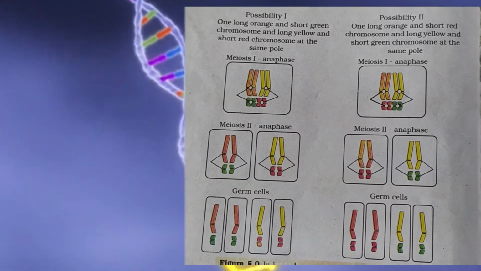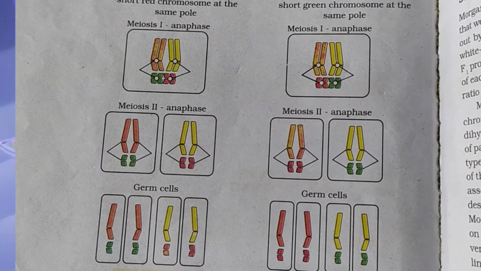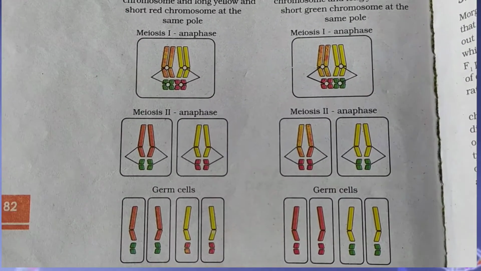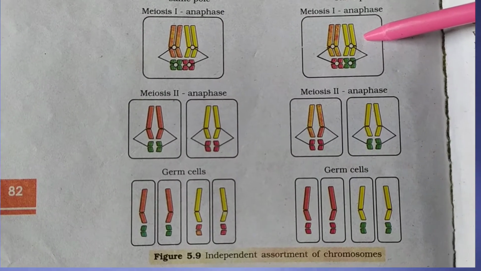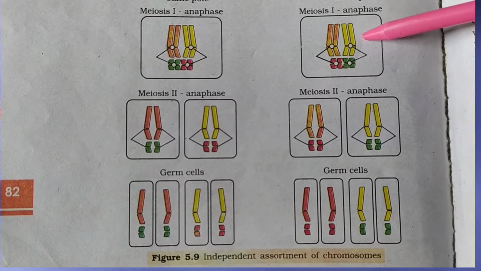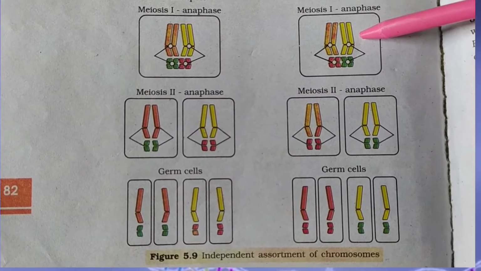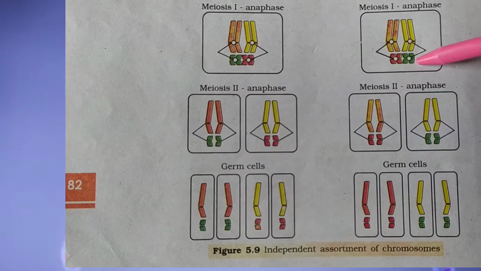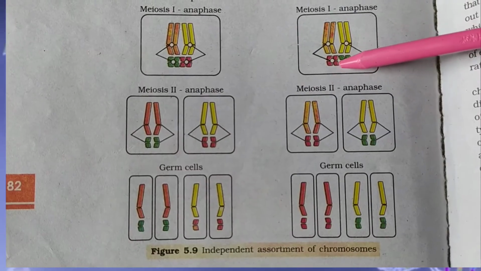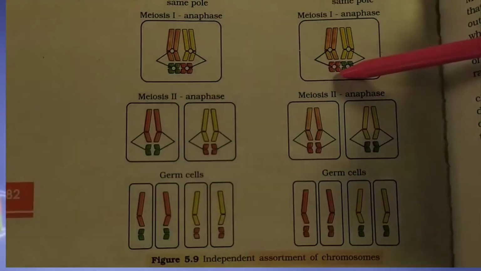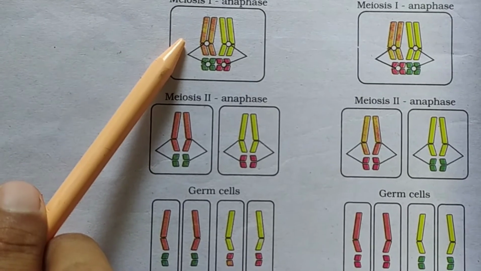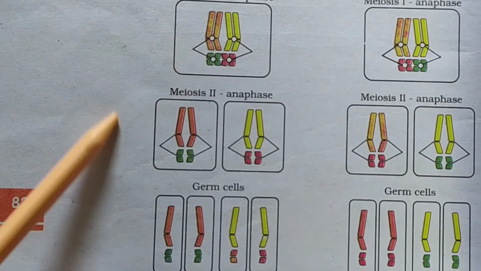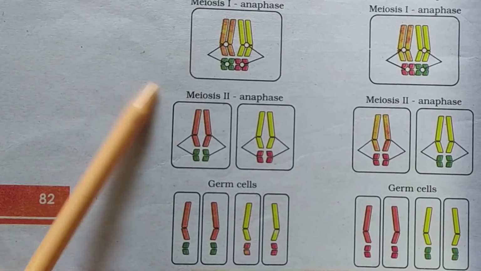Okay, this diagram shows the chromosomal law of independent assortment. Two pairs of chromosomes are present in the mother cell. The long yellow chromosome is paired with the long orange chromosome. The green chromosome is paired with the red short chromosome. Segregation of the pair of long chromosomes is independently assorted with segregation of short chromosomes.